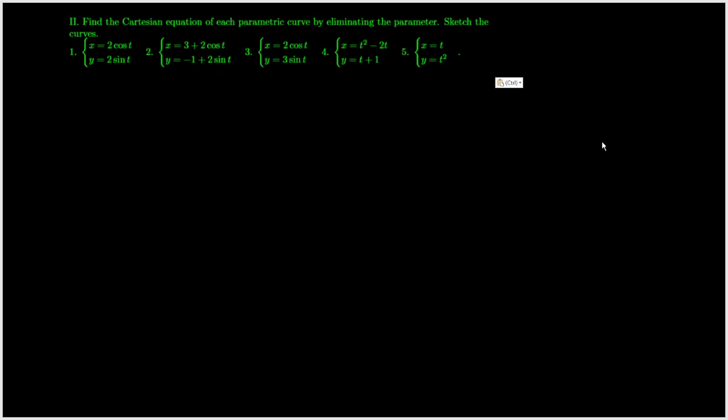To do question 5, the same idea. From equation 1, you solve for t, and then you plug the value of t in terms of x into equation 2. I believe you see the answer already. The answer is y equals t squared, and t is x. So the Cartesian equation representing the parametric equations is y equals x squared. You know the graph of this function, right?